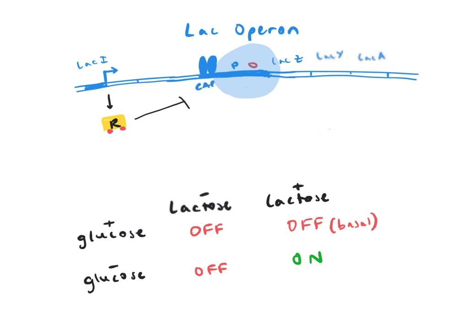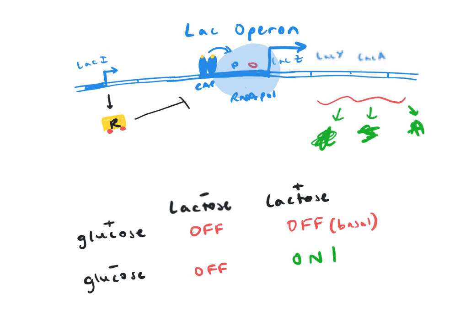And remember, CAP binds to cyclic AMP. And what it's doing is stabilizing the RNA polymerase. And when that happens, we get robust transcription. You get all of your RNA, and then you get all of your different protein products made in high abundance. So that's why when glucose is absent and lactose is present, you see really strong expression from the lac operon.